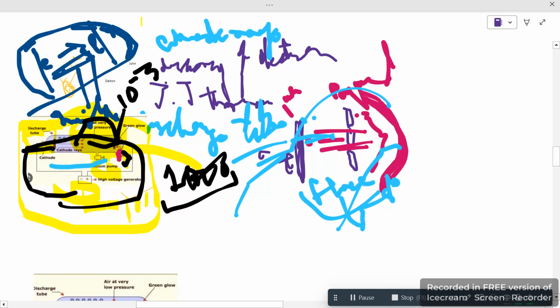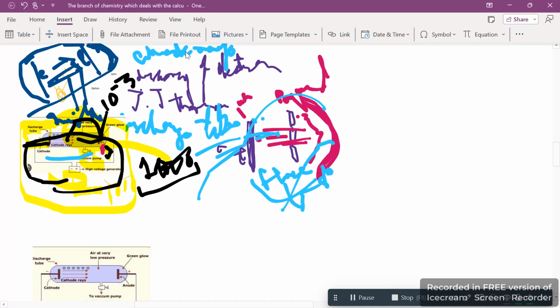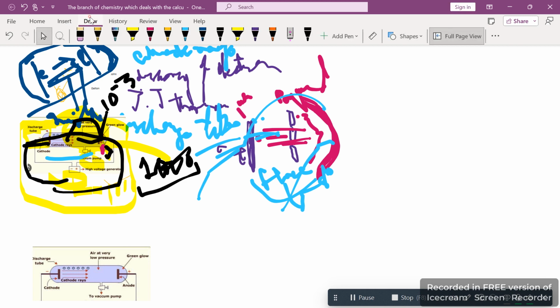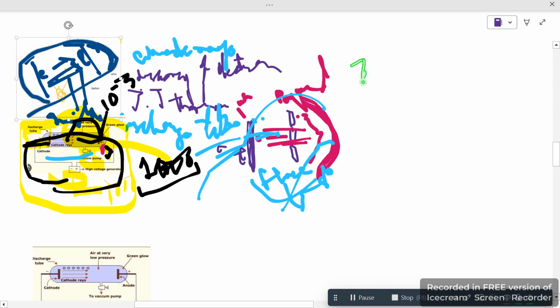So, yes, we were discussing the discovery of the electron. Let me just have a pencil in my hand. Okay, so let's start.